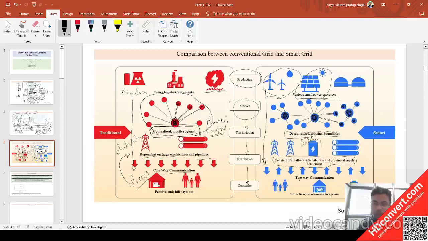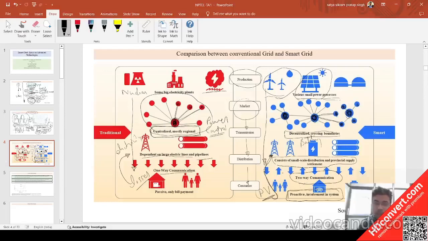This is the two-way communication. Why am I saying that? Because you have a proactive involvement in this system. How? You can install a PV panel at your home and sell that power to the grid. Now the power flow is happening from the lower section to the upper section. It means that you are sending power to the grid. Two-way communication and two-way power flow are happening.